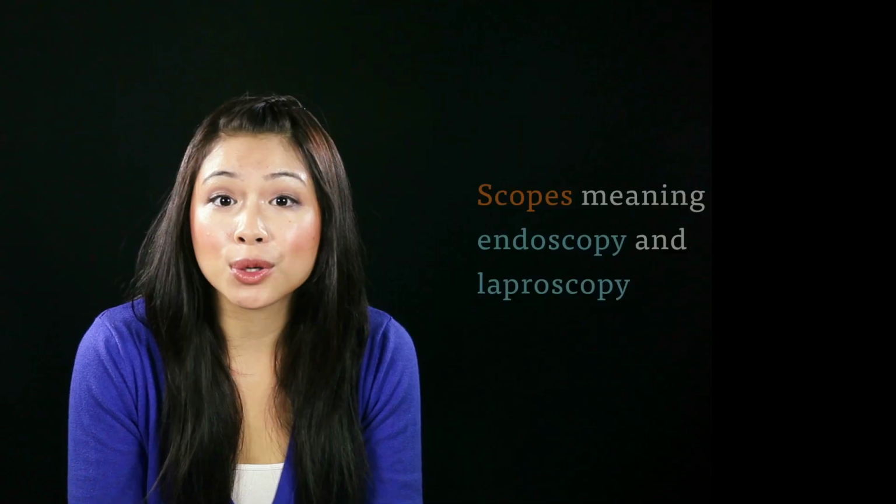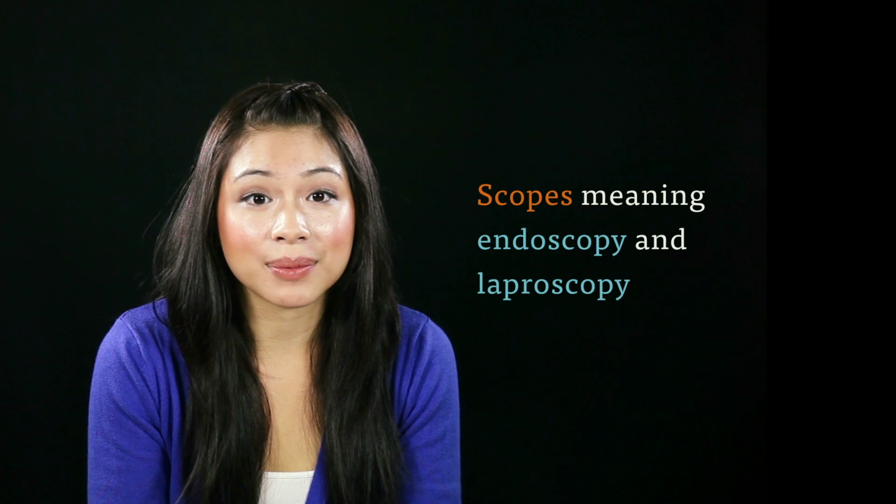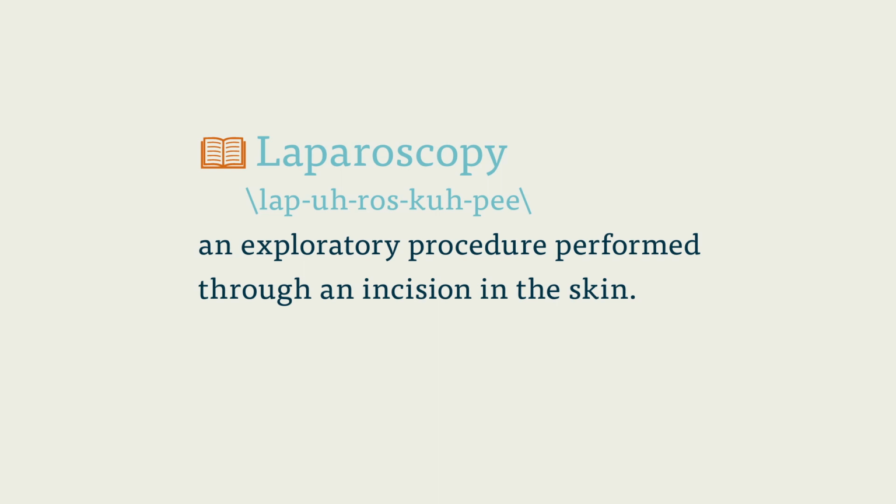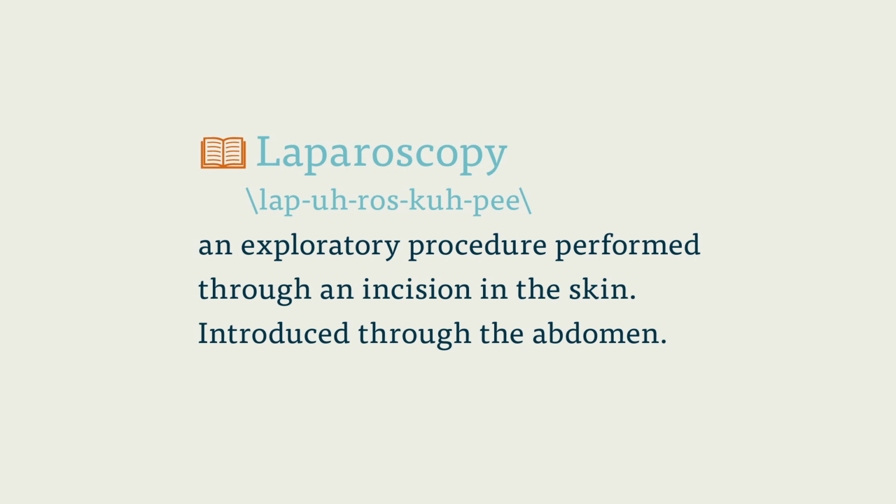code as the recipient. Finally, you'll also find a number of codes, as you did in the digestive system, for scopes, meaning endoscopy and laparoscopy. Laparoscopy, if you'll recall from the course on the digestive system, is an exploratory procedure performed through an incision of the skin. That is, they're not threaded through the urinary tract, but introduced through the abdomen.